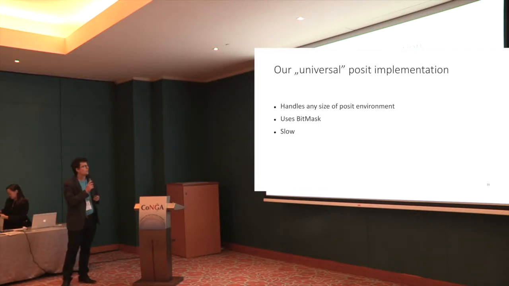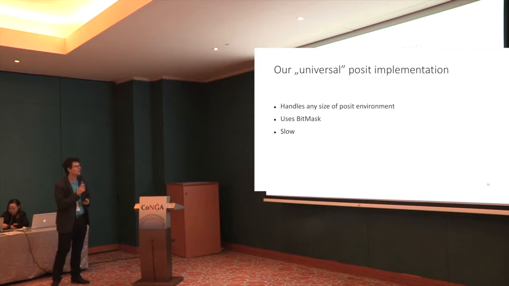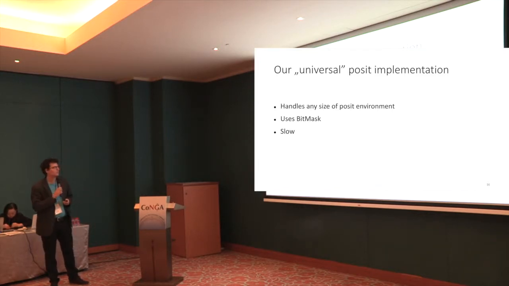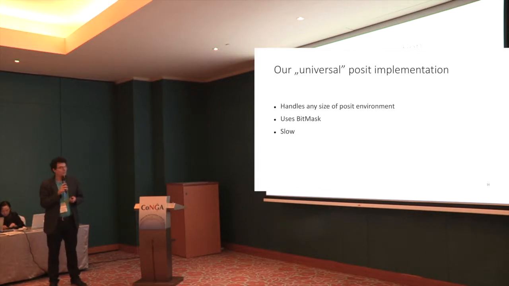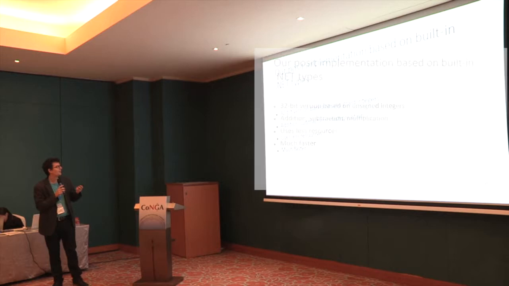So we switched to Posits instead because we like the fixed length, especially on FPGA, and we also like the idea that they could be drop-in replacements to IEEE float. Our universal Posit implementation also handles any size of Posit environment. It also needs to use bitmaps to do that, and so it's also slower than we'd like it to be.